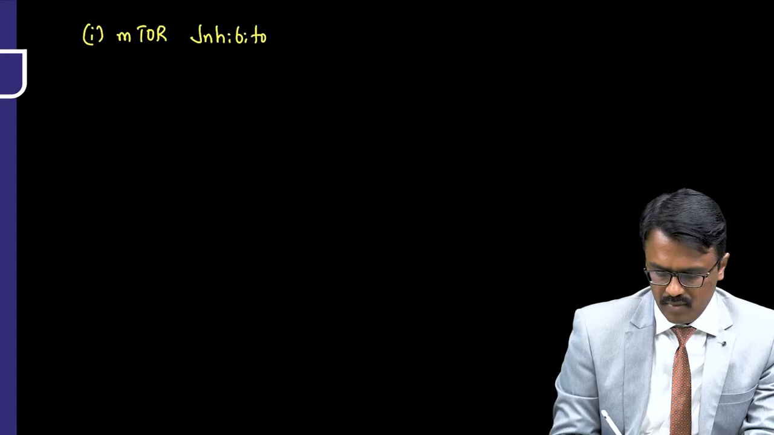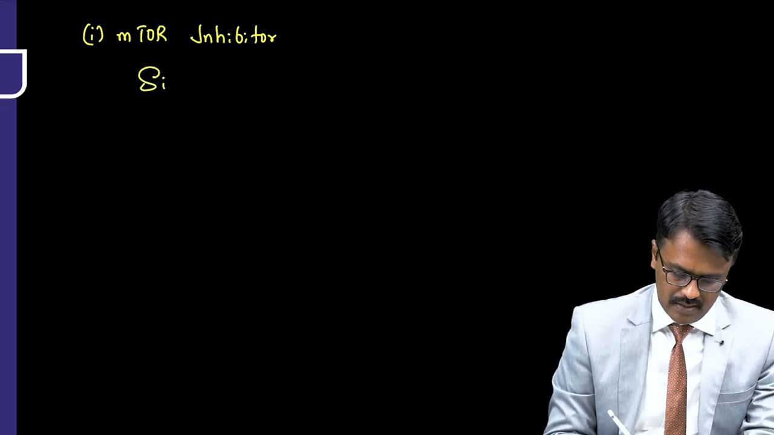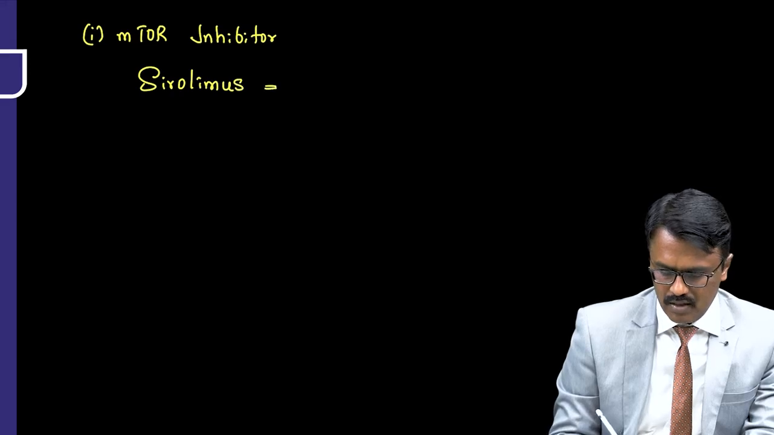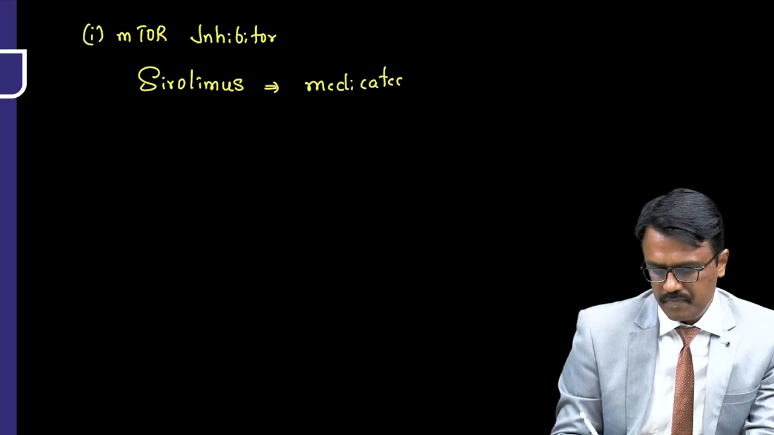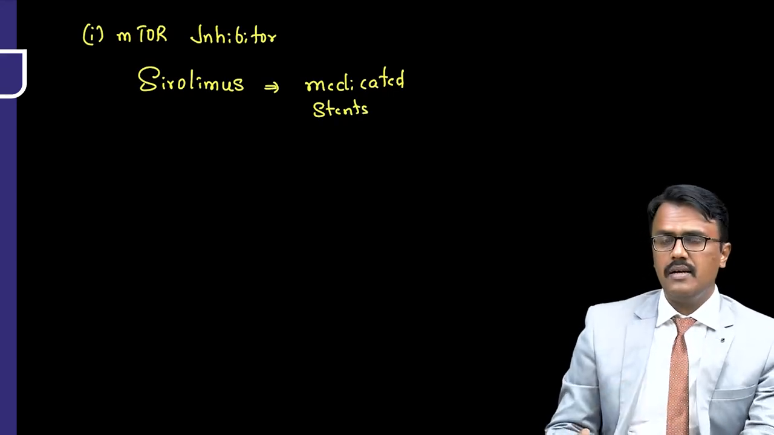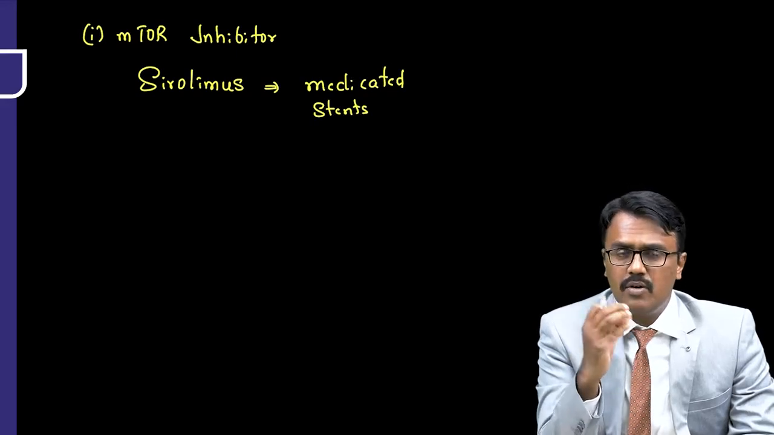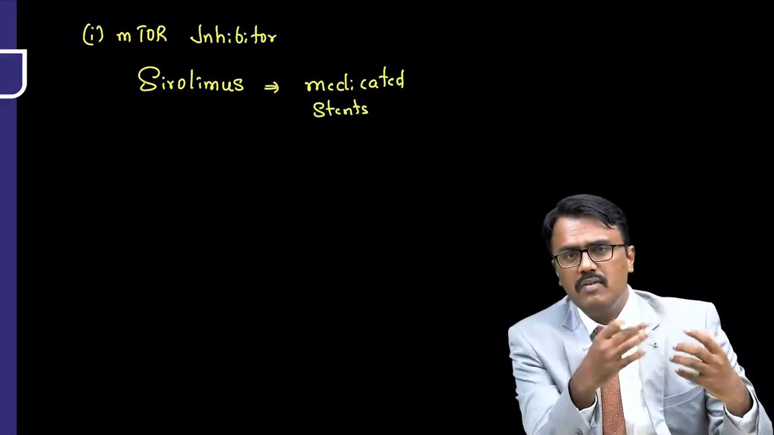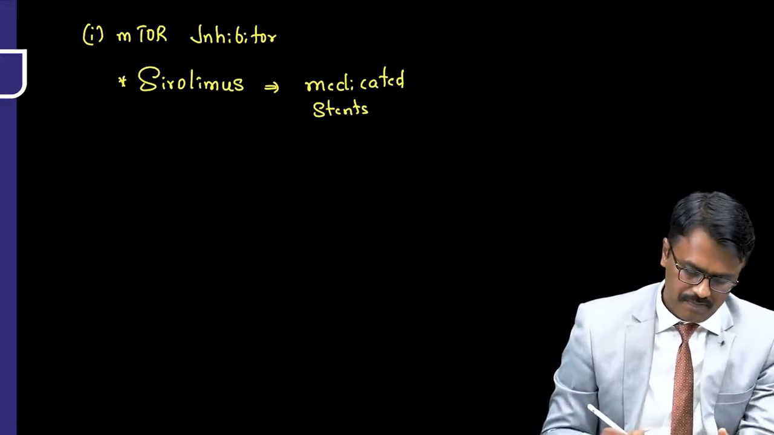If we inhibit mTOR in the T cells, they don't proliferate. The example is sirolimus. Sirolimus is used in medicated stents. Just now we discussed that a patient has coronary artery disease and is on a stent. We don't want the stent to close. So we coat the stent with sirolimus, so immunity will not mount on that, and it will not close. So sirolimus is used for that.